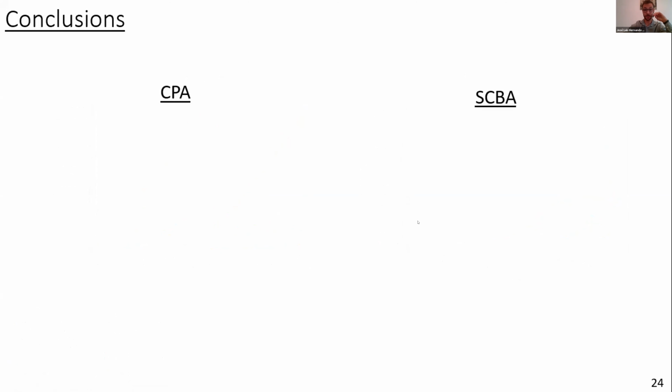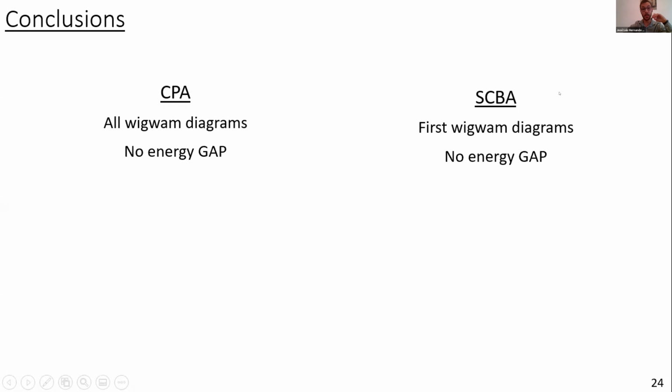So, in conclusion, what are the differences between the CPA and the SCBA? The CPA takes into account all the weak diagrams, whereas the SCBA takes into account only the first one. Both of them do not predict an energy gap in the local density of states, because of the way that we introduce the potential without breaking the time reversal symmetry which protects those states, and neither predicts localized states.